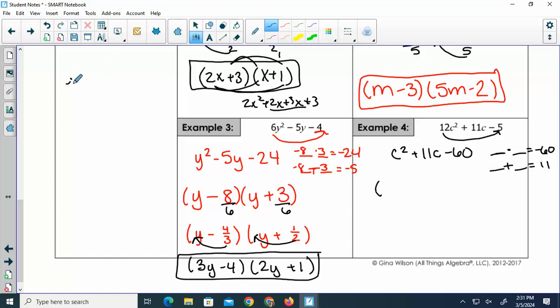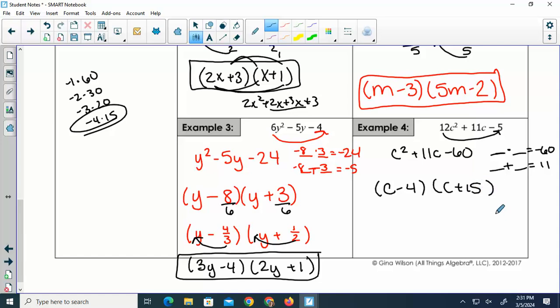I can get 60 by doing negative 1 times 60. Negative 2 times 30. Negative 4 times 15, I've got it. So it's c minus 4, c plus 15. Now what? We started out multiplying by 12, so we divide by 12. Can those reduce? Yeah, they both can. So let's do that. 4 over 12 is 1/3. 15 over 12, you can divide both of those by 3, and we get 5/4.